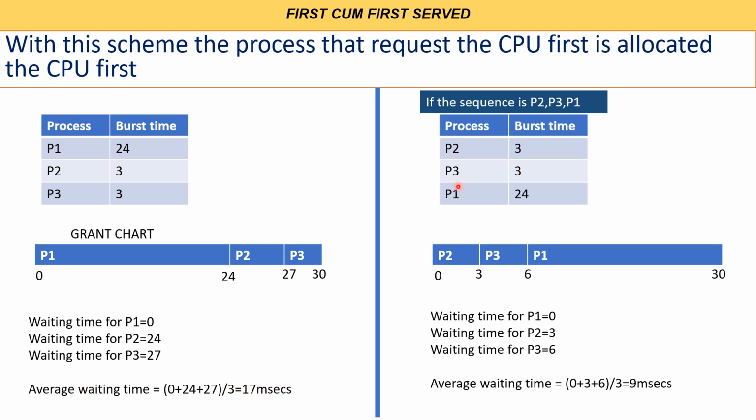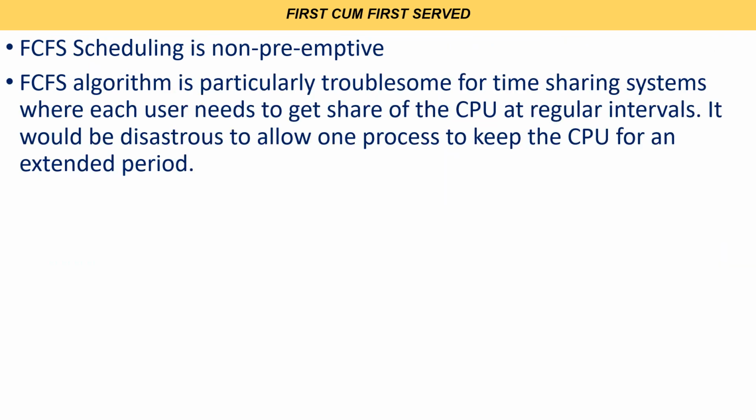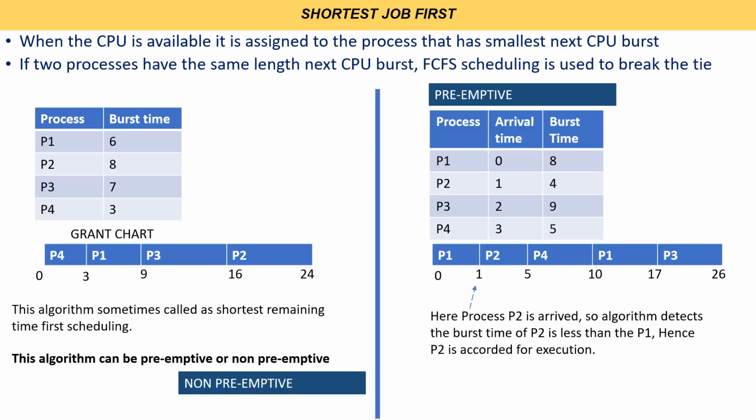and the average waiting time will be 17 milliseconds. If the sequence is changed to P2, P3, and P1, then the execution will look like this: 3, 6, and 30. By this, the process with the higher burst time waits for a very long time. FCFS scheduling is non-preemptive. It is particularly troublesome for time-sharing systems, where each user needs to get a share of the CPU at regular intervals. It would be disastrous to allow one process to keep the CPU for an extended period.